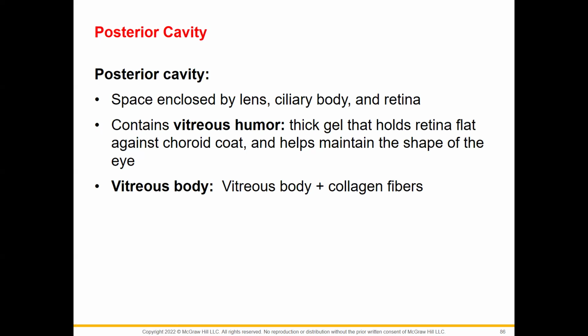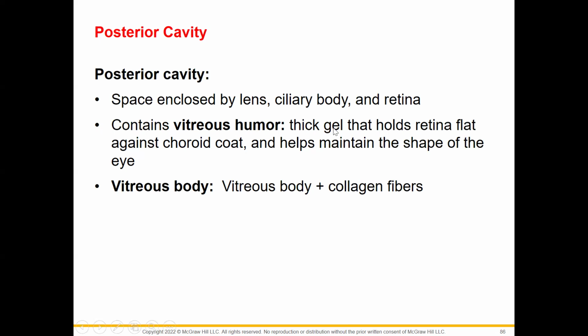Then you have the posterior cavity. The posterior cavity is the space enclosed by the lens, ciliary body, and retina. Lens, ciliary body, and retina. This contains the vitreous humor. So the anterior cavity had the aqueous humor. The posterior cavity has the vitreous humor.